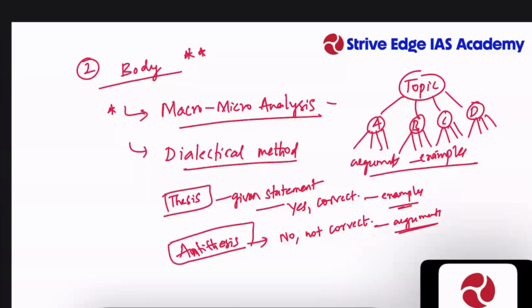But after this, is it done now? No, you have to take a middle path sometimes, that is called synthesis. Yes, the statement might be correct, but there are some circumstances or situations where it is not correct. So in this way you have to divide your body for this dialectical method. The given statement will be used as thesis, and then you go to the antithesis.